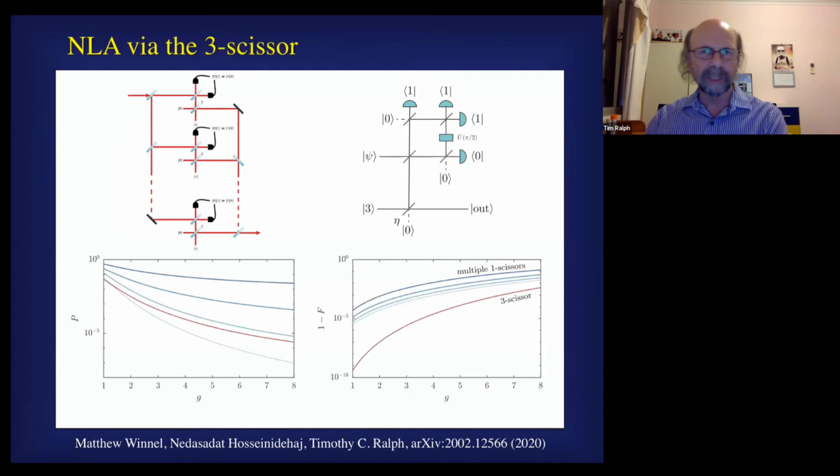So how well does it work? We can compare it to putting scissors in parallel, and we see that the fidelity is improved over 1, 2, 3, or 4 scissors in parallel. And at the same time, the probability of success is better than the 4 single quantum scissor protocol. So it works better and at a good probability of success.